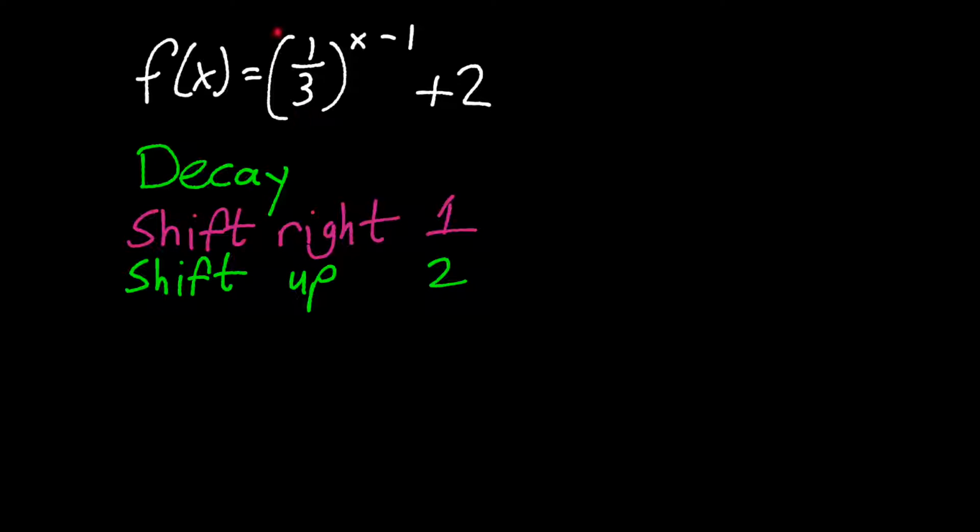And there we have it. 3 simple steps. Look at the base. Is it bigger than 1 or smaller than 1? Since it's smaller than 1, it's a decay. Look at the exponent. Take the number and do the opposite, so we're shifting right 1. And then take a look at the constant and the sign. It's addition 2, so we are going up 2. Alright, let's try one more example that is about as ugly as we can make it for the time being, and see how we do.